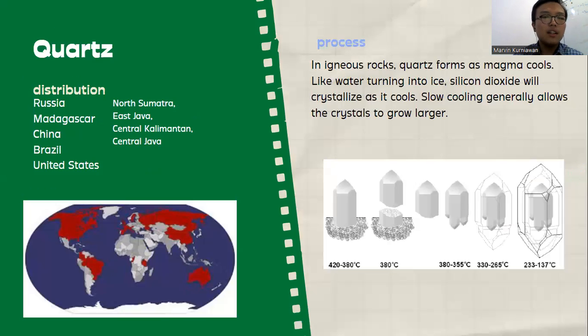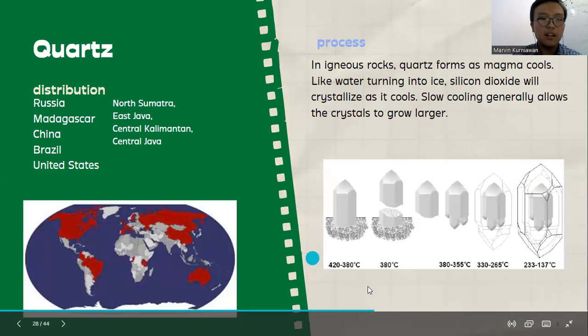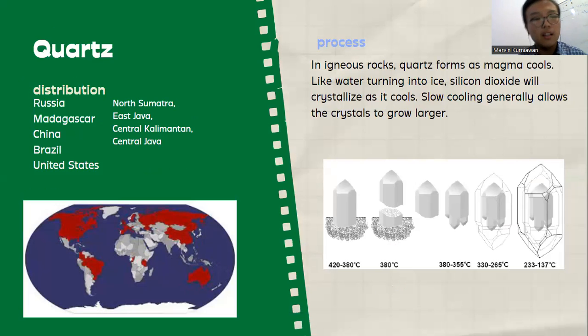It is distributed in Russia, Madagascar, China, Brazil, and US, and all the other parts that are highlighted by the color red. In Indonesia, we find quartz in North Sumatra, East Java, Central Kalimantan, and Central Java. It is formed when magma cools.